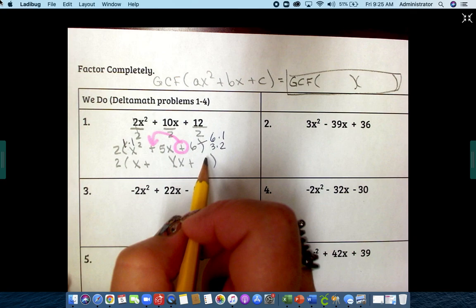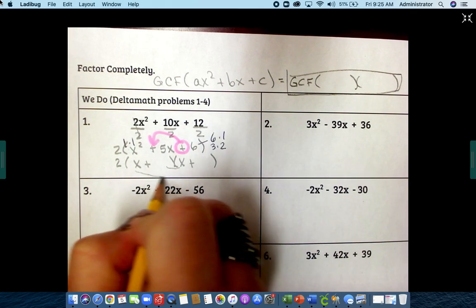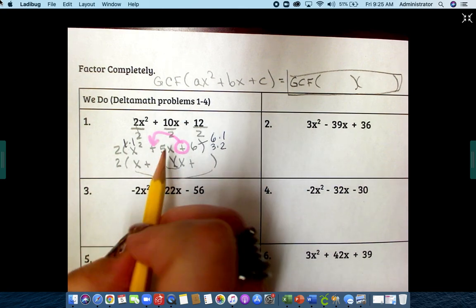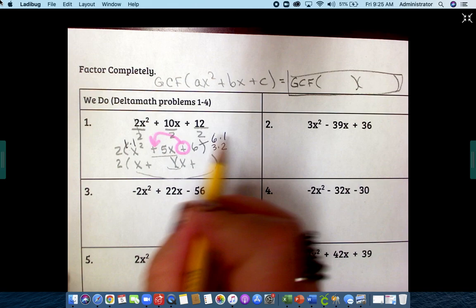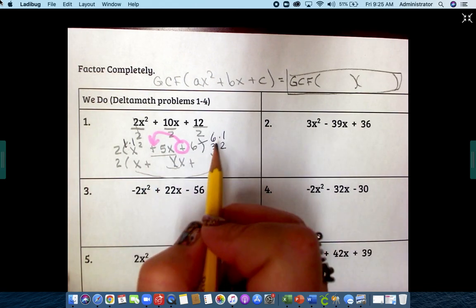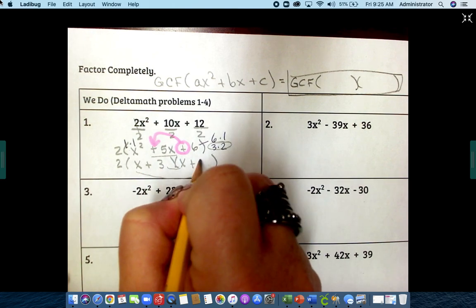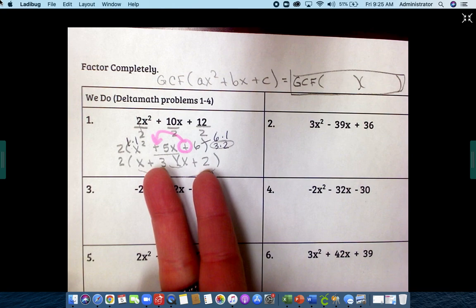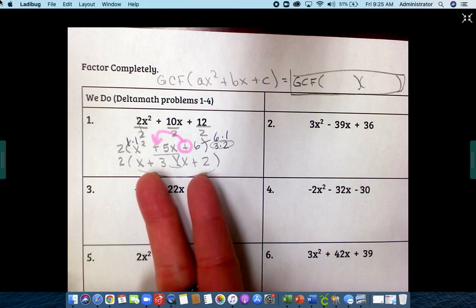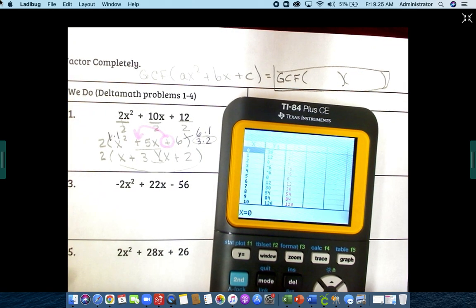Now my job is to decide, do I want to use 6 and 1? My job is to make sure my inner and outer add up to what? Positive 5. So which of these can I add to get a positive 5? It's going to be 3 and 2. So I'm going to put 3 first, then 2. We talked about it in the other lesson, but it is okay to have x plus 2 first, then x plus 3. And how do I know if it's right?